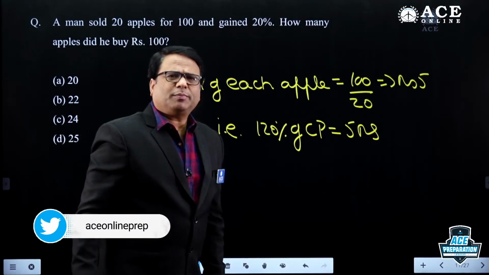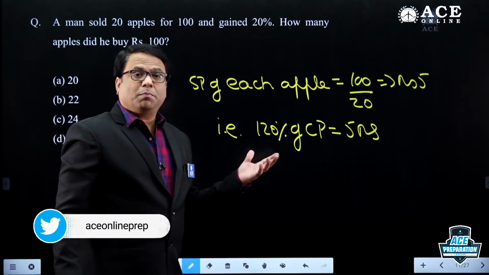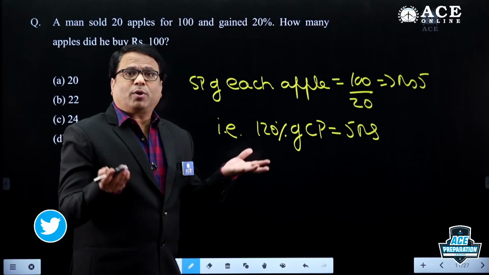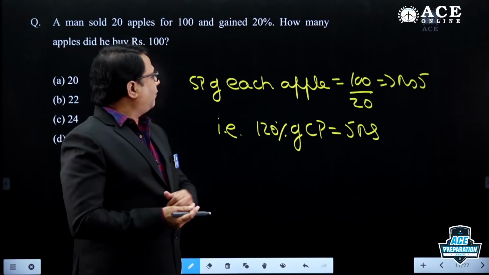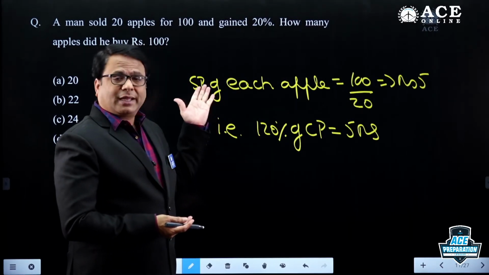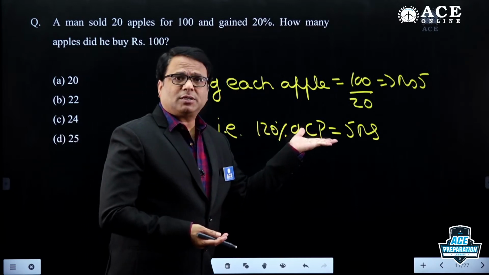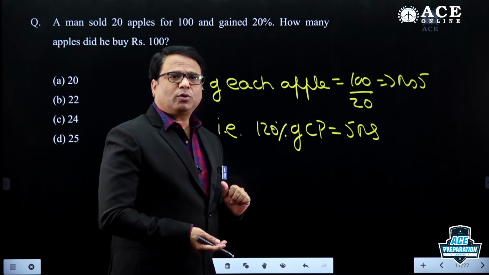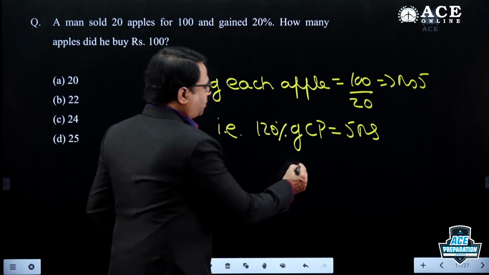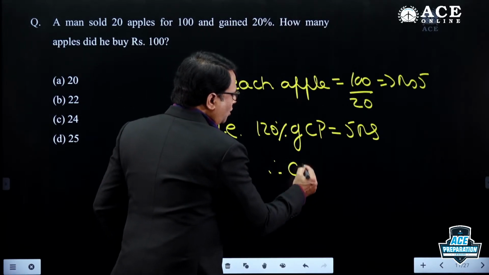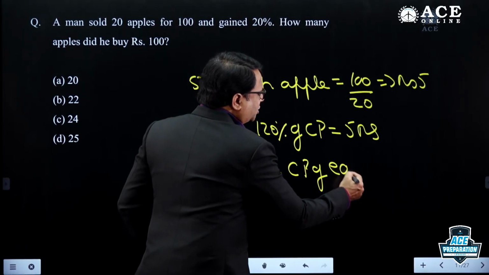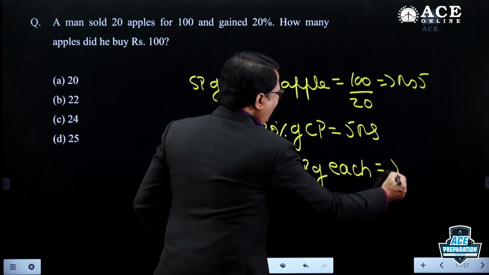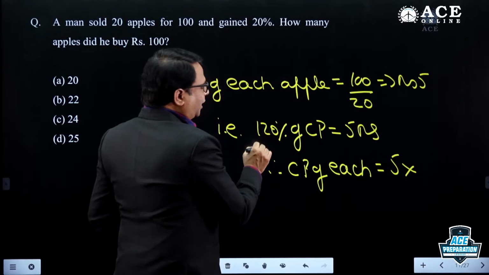Why do we write 120% of cost price on the left side? Because it is clearly given profit is 20%. And when profit is 20%, I can write selling price as 120% of cost price. So 120% of cost price equal to 5 rupees. Then what is the cost price of each apple? Therefore, cost price of each equal to 5 into 100 by 120.